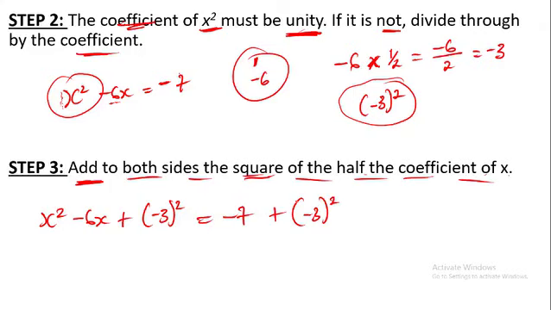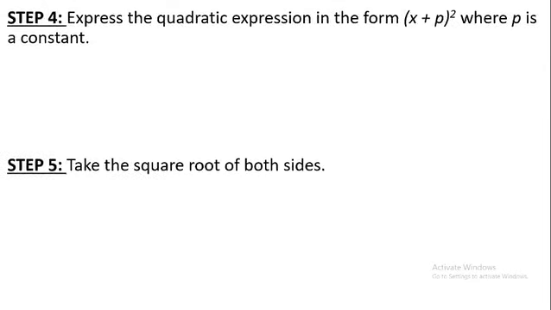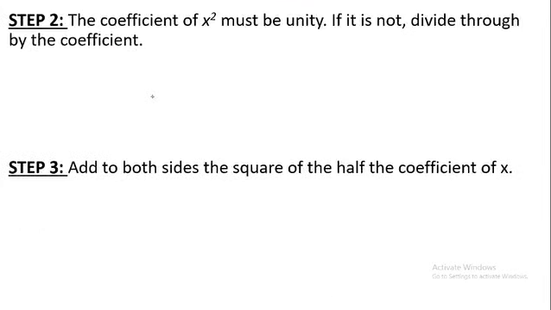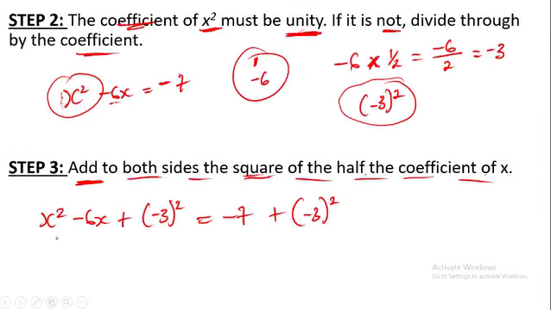Let's go over to step 4. Step 4 said we should express the quadratic expression that we've gotten in the form x plus p squared, where p is a constant. What are they trying to make us do? They're trying to make us express the equation that we got in step 3 to become a perfect square. The step requires us to make this a perfect square.